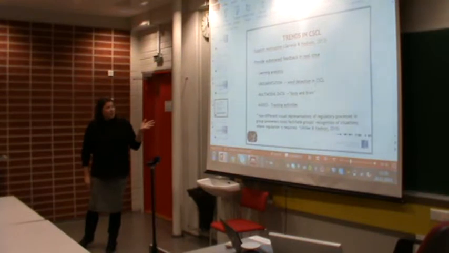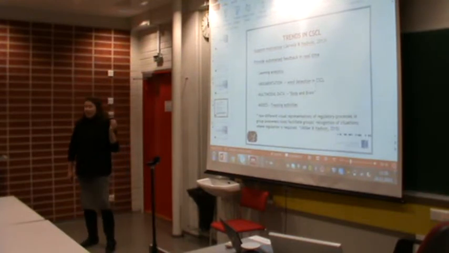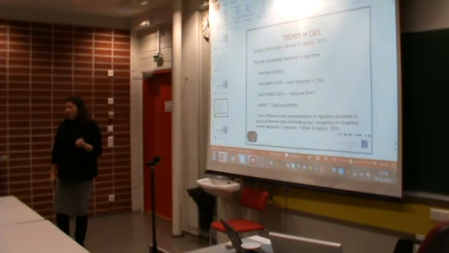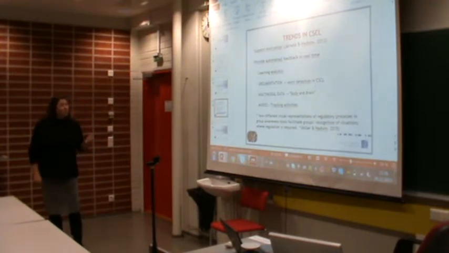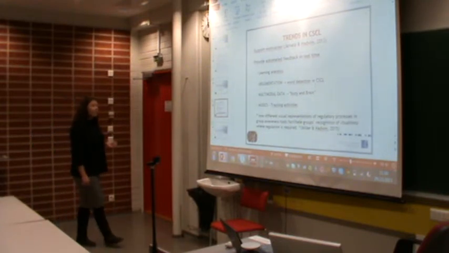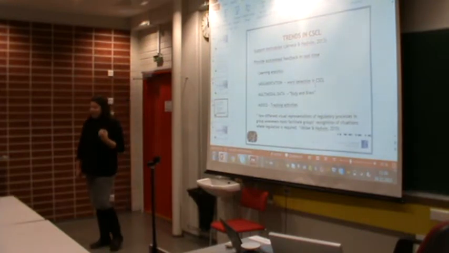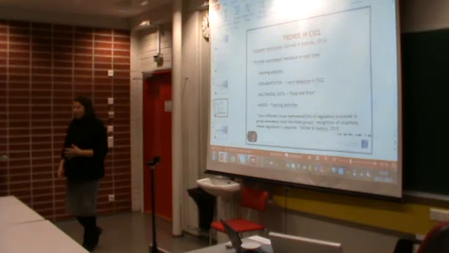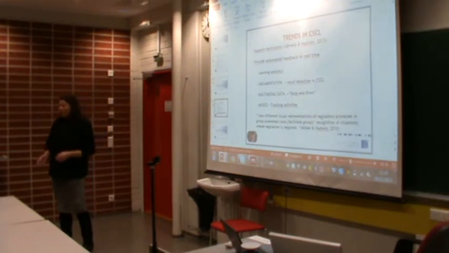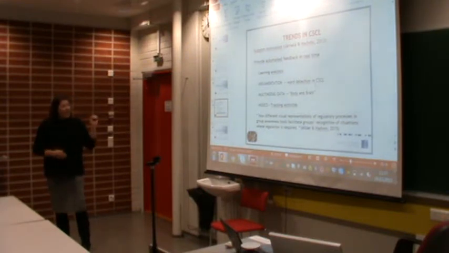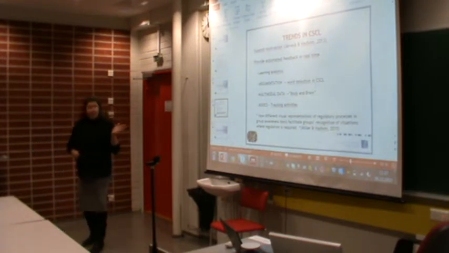So the current trends in CSCL are that there are hardly any computer-supported environments that can be used to support motivation, for example, in the context of collaboration. But also, there is now this trend that based on the student behavior in the learning environment, it is possible to find some kind of activity patterns which the learning environment then reacts to and provides automated feedback. For example, by means of learning analytics.